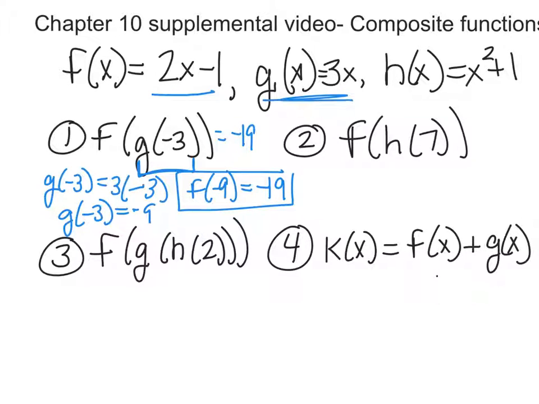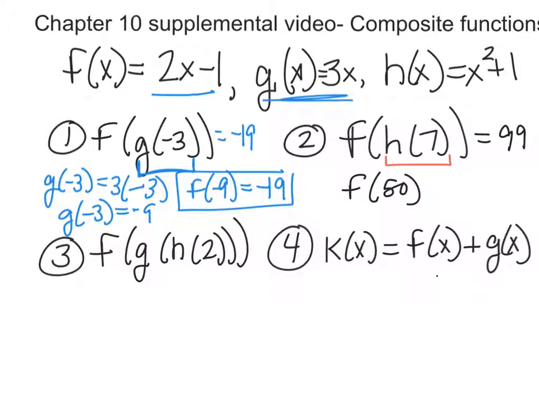On this next one, we start with h of 7. Let's just do this in our head. If we plug in h of 7, what do we get? Correct, we get 50 for h of x. But now we take the 50 and plug it in for f of x. So 50 times 2 is 100, minus 1 is 99. So this value is 99.